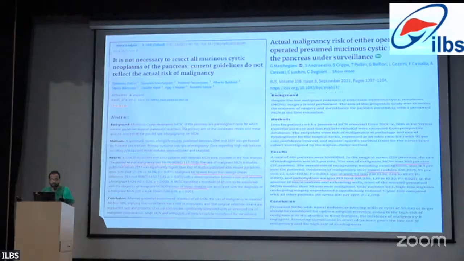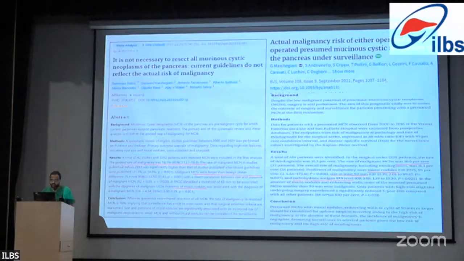These are two studies which show MCN outcomes. One was a meta-analysis published in HPB in 2023 by Pollini et al., which showed that the pooled malignancy rate was around 16%, and malignant MCNs were larger than benign ones, with a size threshold of around 65 mm. The presence of mural nodules was also associated with the diagnosis of malignant MCNs.